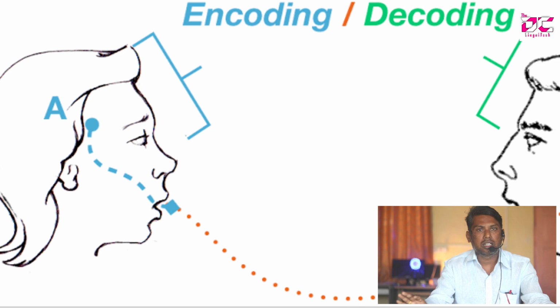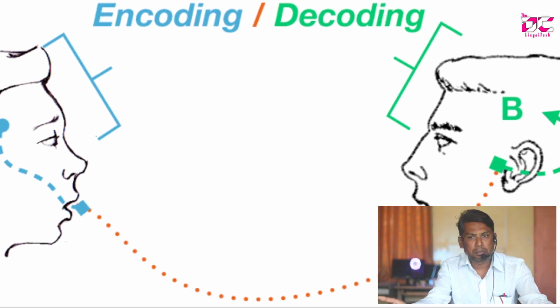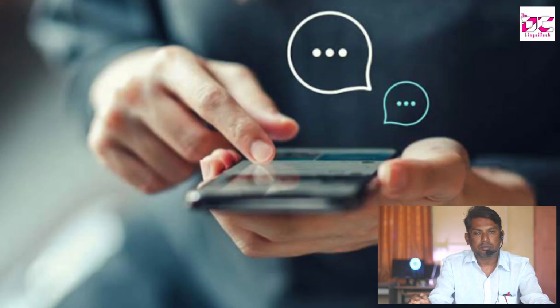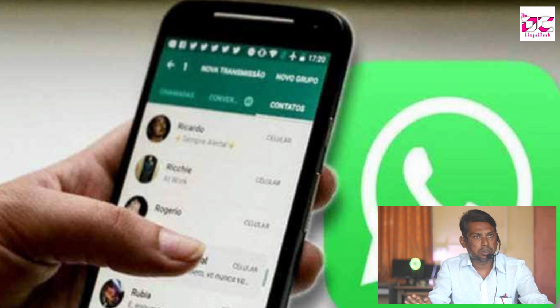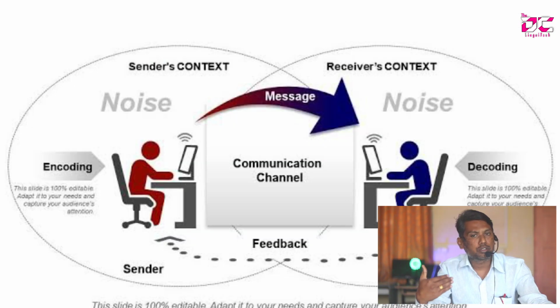So the sender encodes the message. What you encode is a message, and the message has a medium. Now what is a medium? Suppose you type a message and send it to somebody. Mobile is a medium. Or you can use WhatsApp as a medium, or you can use email as a medium to send your message from you to somebody, your receiver.